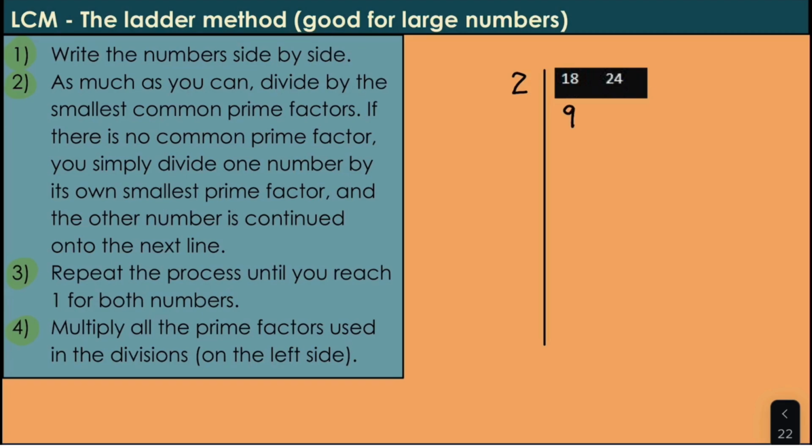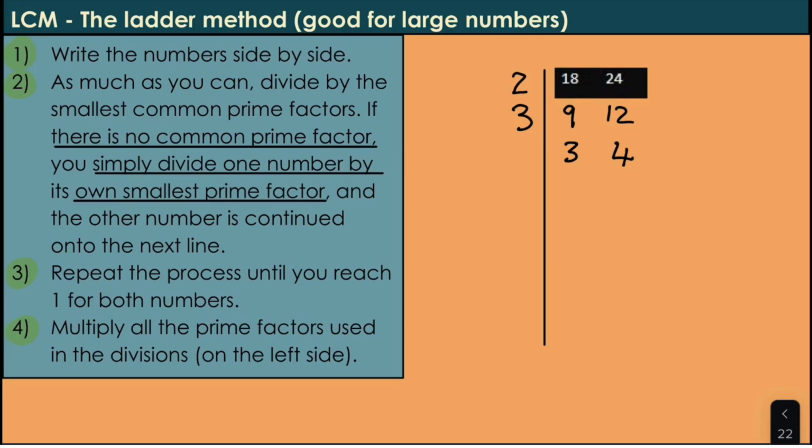18 divided by 2, 9. 24 divided by 2, 12. Common prime factor, 3. 3 goes into both of those. I divide 9 by 3 and I get 3. I divide 12 by 3 and I get 4. Is there a common prime factor that goes into 3 and 4? No. If there is no common prime factor, you simply divide one number by its own smallest prime factor, and the other number is continued onto the next line.